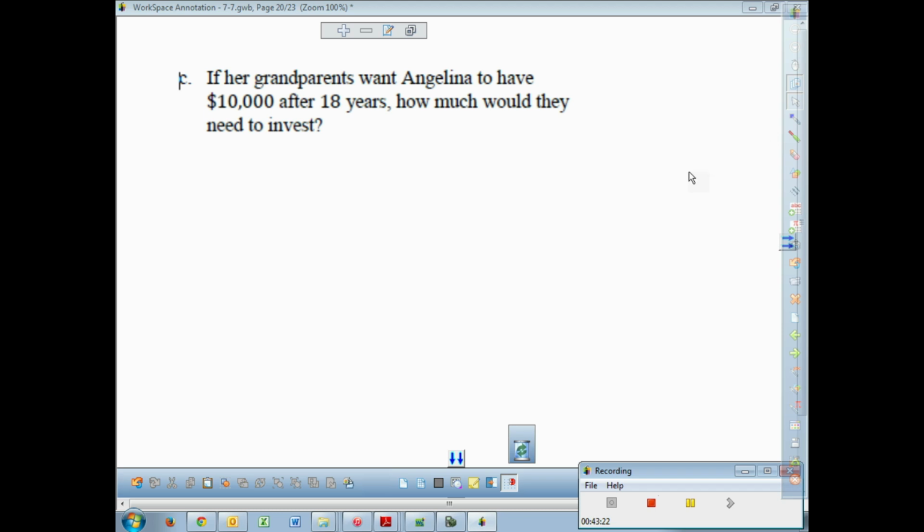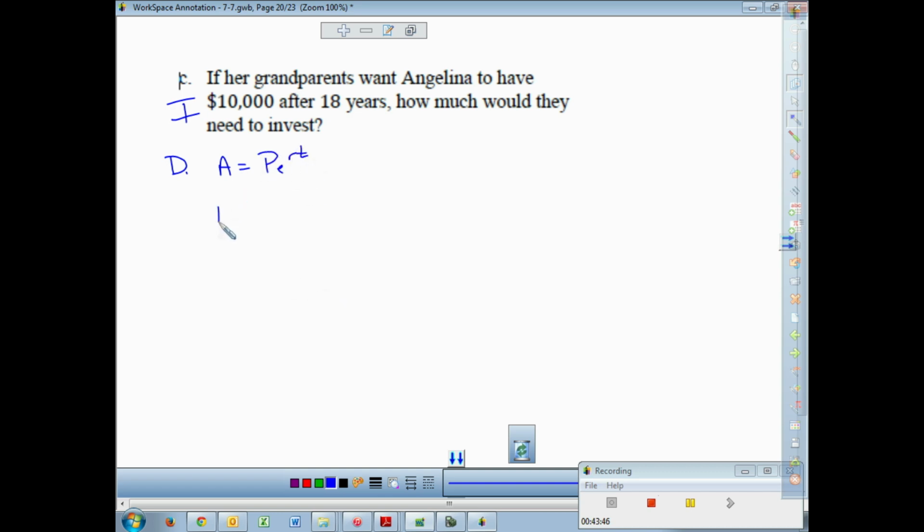So, what don't we know? First, let's identify the question. When they say how much would they need to invest, what don't we know? What do you call how much we need to invest out of all those variables? Is it the amount, the principal, the rate, or the time? We don't know the principal, correct? So here's identify the question. Again, the amount equals PERT.